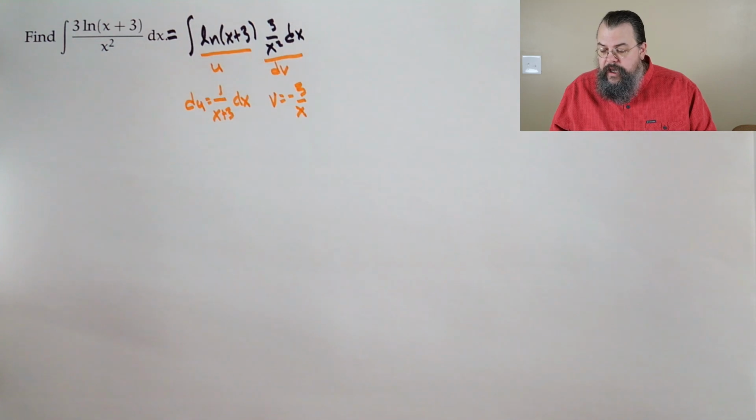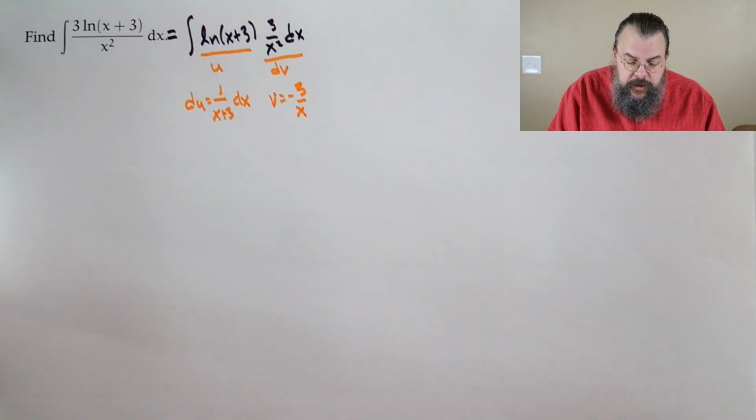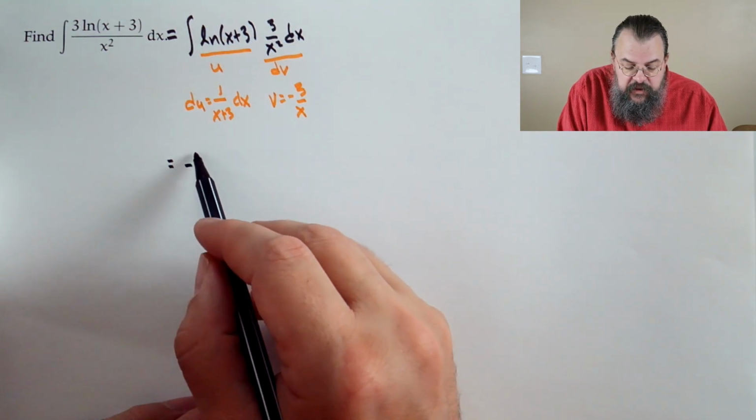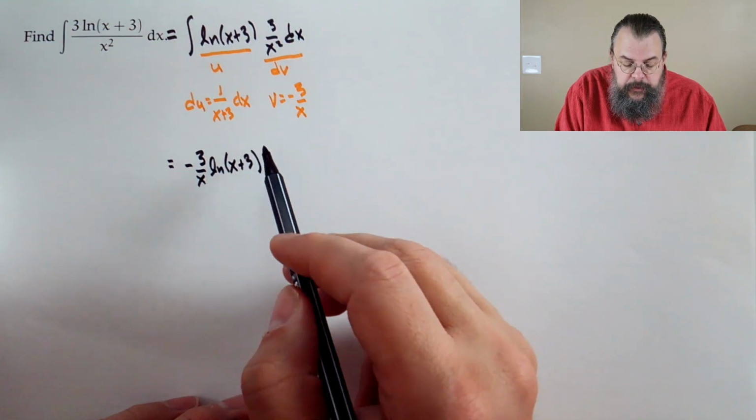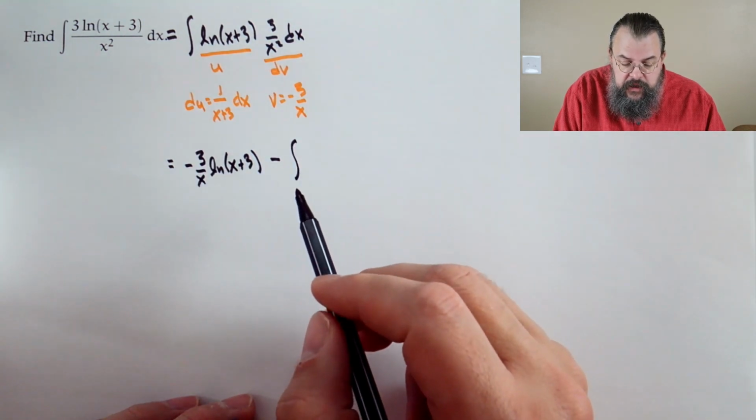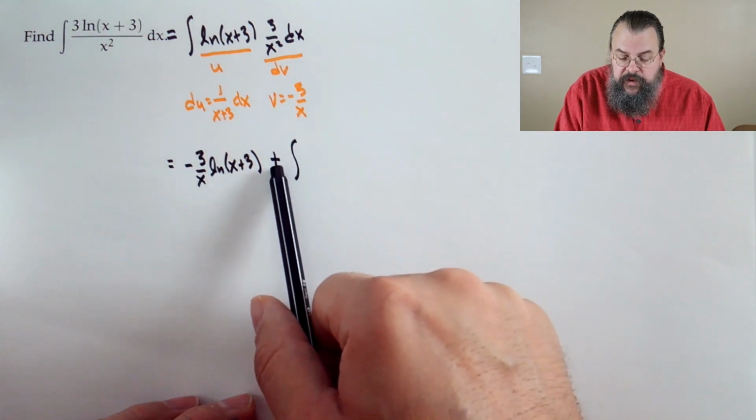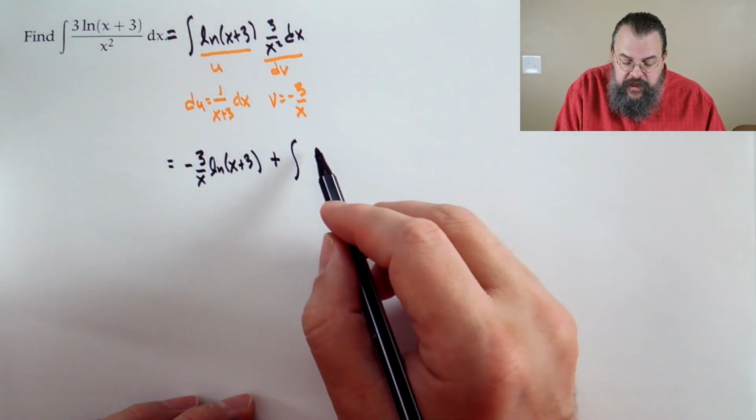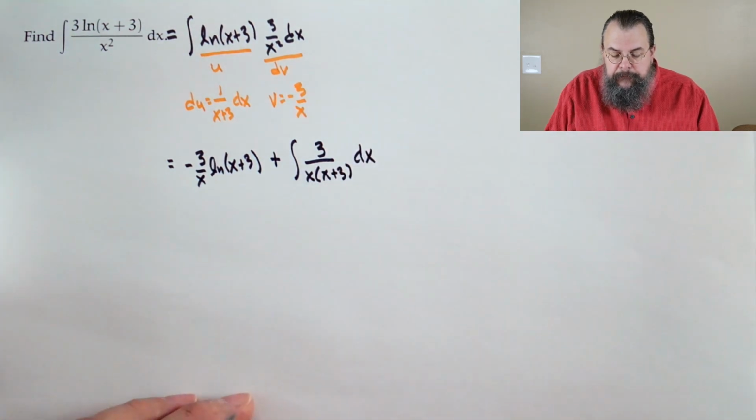All right, so that's the integration by parts. And it says what? Well, we have this is equal to uv, minus 3 over x, natural log x plus 3, and then minus the integral of v du. Okay, so what is that? Well, notice there's already a minus, so minus times minus becomes a plus. Then we have 3 over x times 1 over x plus 3, and I can write that as 3 over x times x plus 3 dx.